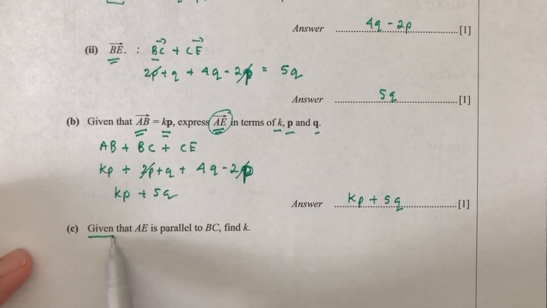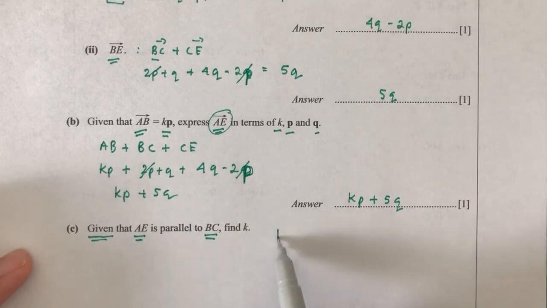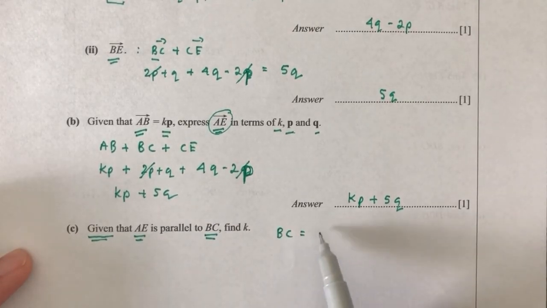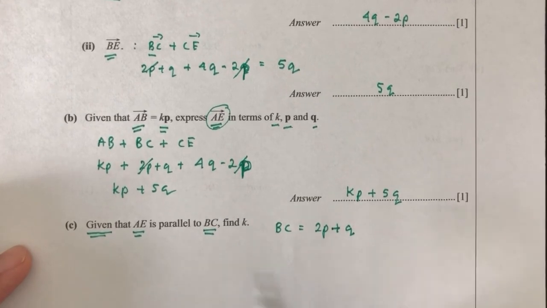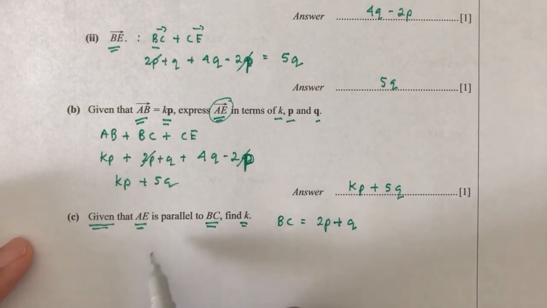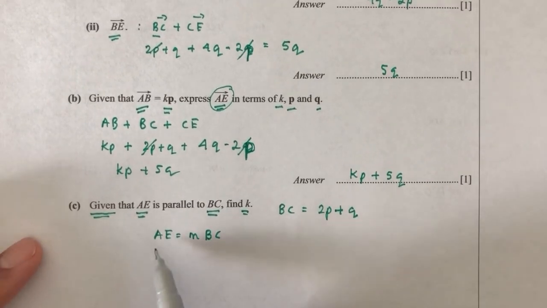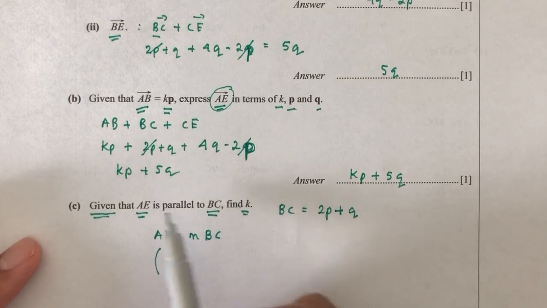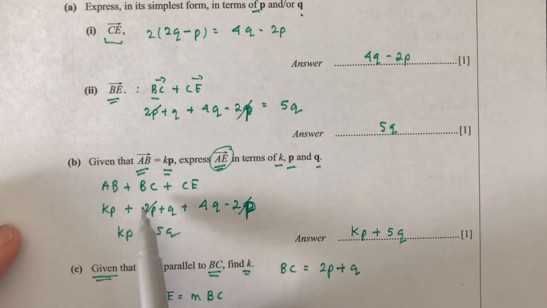Now, given that AE is parallel to BC, so what is BC? BC is 2P plus Q. Find the value of K. So when a line is parallel to the other one, we say that AE is a multiple of BC. So let's replace. AE is a vector of, what is AE? Let's find the value of AE. It's here, so it is this.